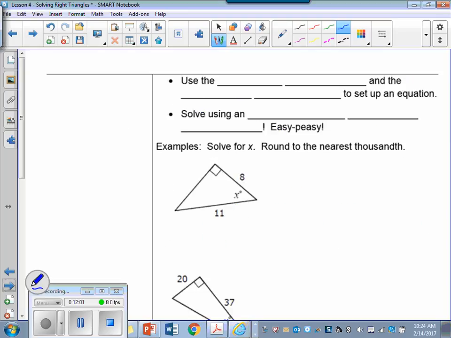Then we're going to use the trig ratio and the angle measure to set up an equation. The problem is this time around we are solving for the angle measure. So we are going to use an inverse trig function to solve.